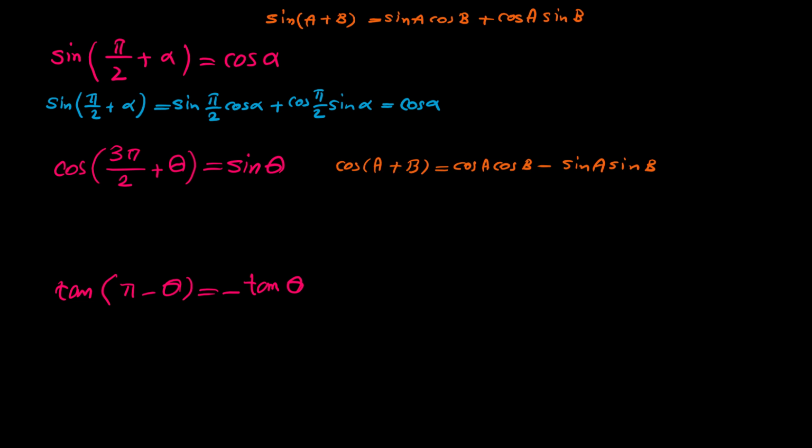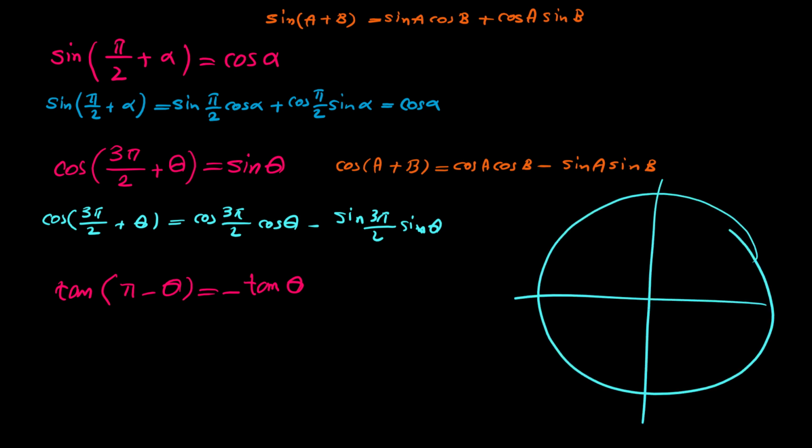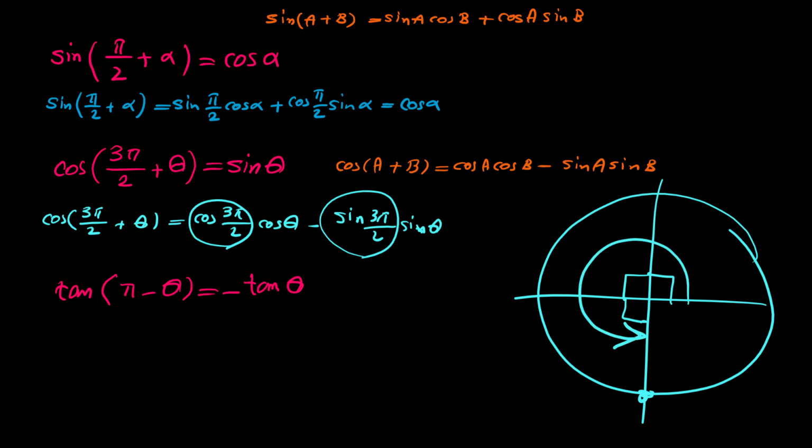By using this identity, we can write cosine of 3 pi over 2 plus theta as cosine of 3 pi over 2 cosine theta minus sine of 3 pi over 2 sine of theta. Now for simplifying this, again we need to know the value of cosine of 3 pi over 2 and sine of 3 pi over 2. This is pi over 2, this is pi, and this is 3 pi over 2 here. This angle is 3 pi over 2.